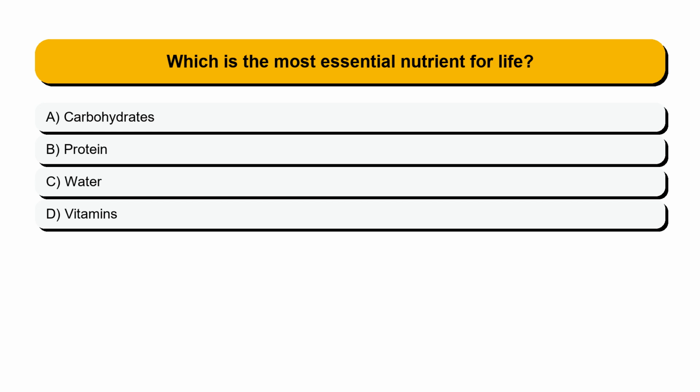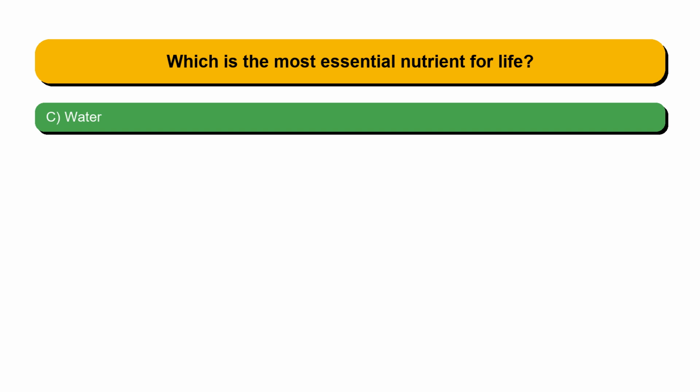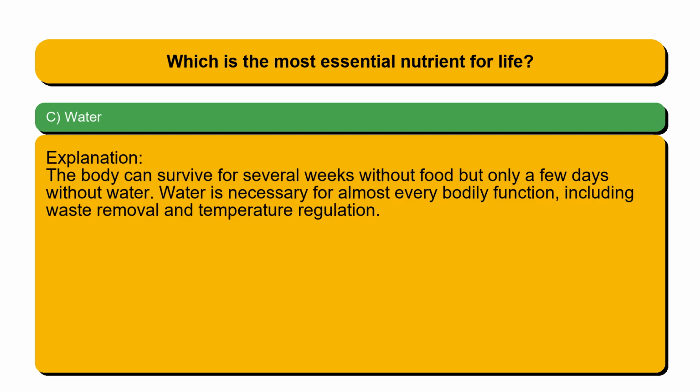Question 49. Which is the most essential nutrient for life? Option A, carbohydrates. Option B, protein. Option C, water. Option D, vitamins. The correct answer is option C, water. The body can survive for several weeks without food but only a few days without water. Water is necessary for almost every bodily function, including waste removal and temperature regulation.